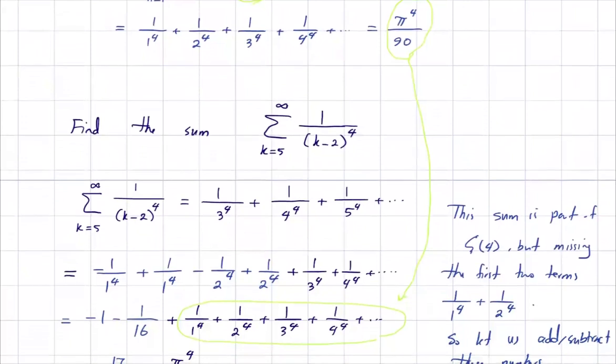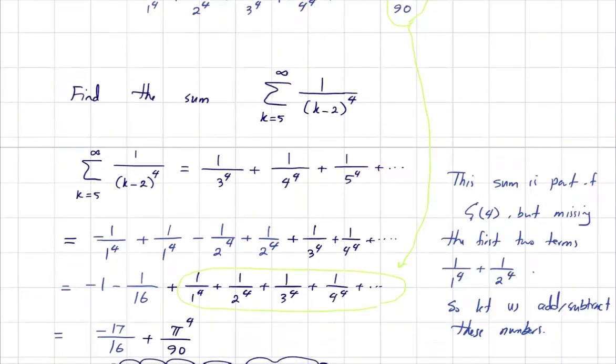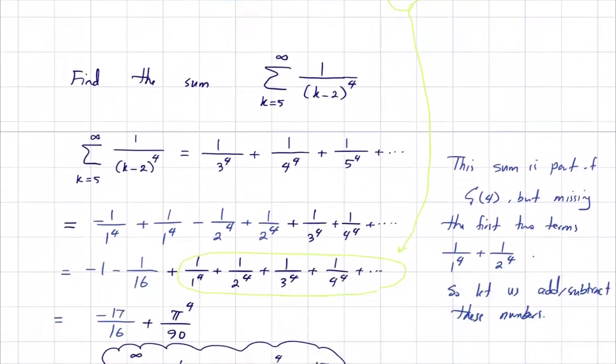So to find the sum of this series, the summation of 1 over k minus 2 to power 4, if you list the terms of this series, you see a resemblance between these and zeta of 4. But two terms are missing: 1 and 1 divided by 2 to the 4th are missing.